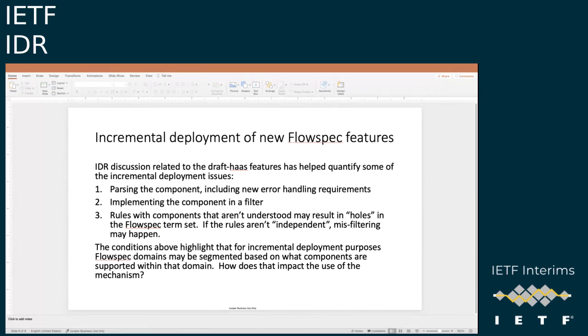Can you hear me? We can hear you. I have a question about the incremental deployment. I think here the number third said that the rules are not independent. Misfiltering may happen across the host. But my question is, for which scenario will it happen? Because at first the FlowSpec is used for firewall to avoid such as DDoS attack. So in this scenario, the rules may be sent to all the devices.